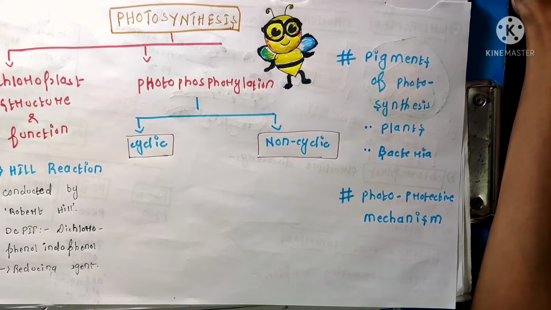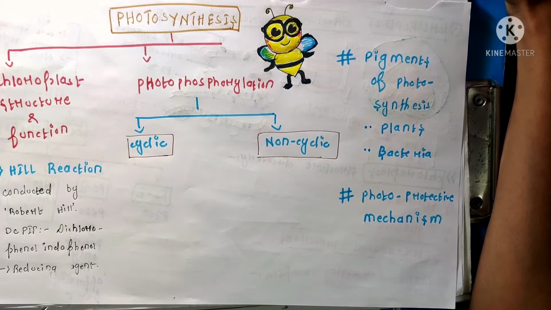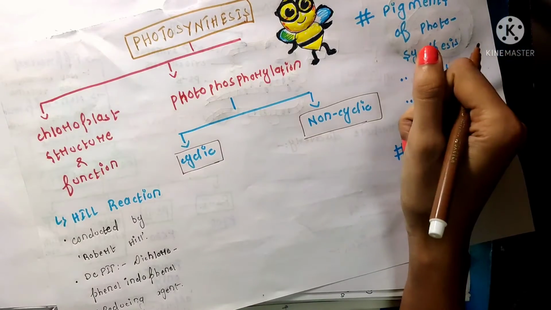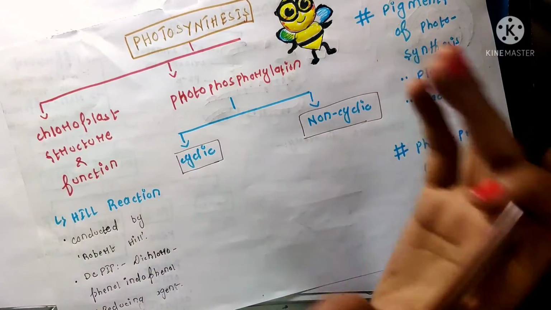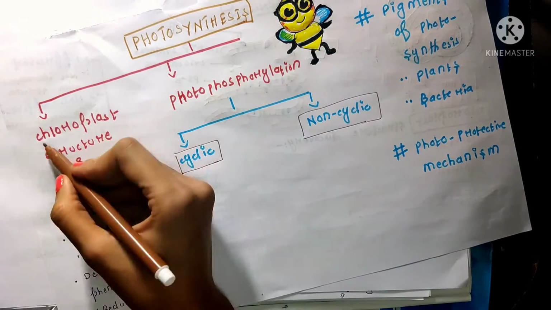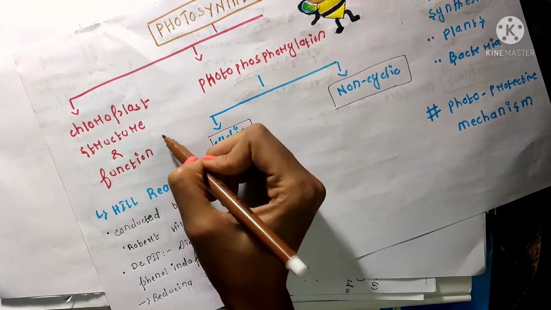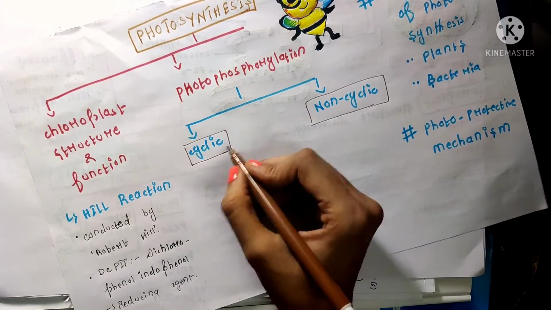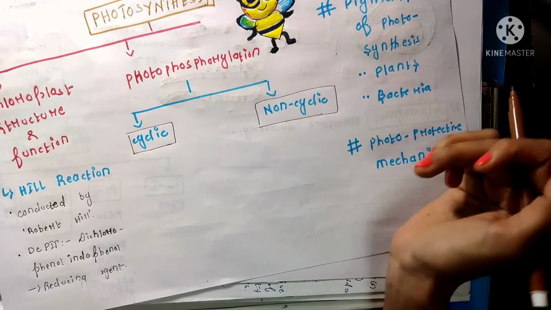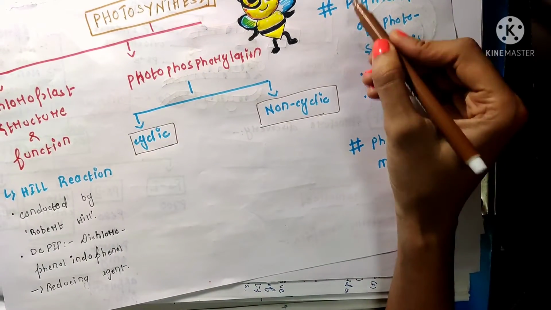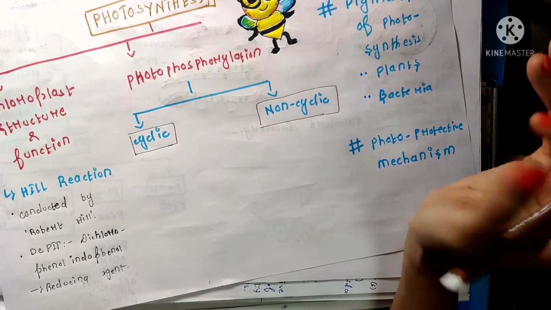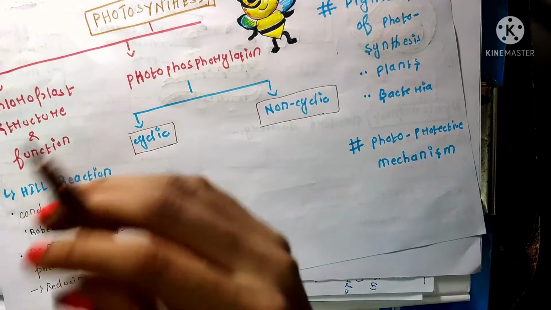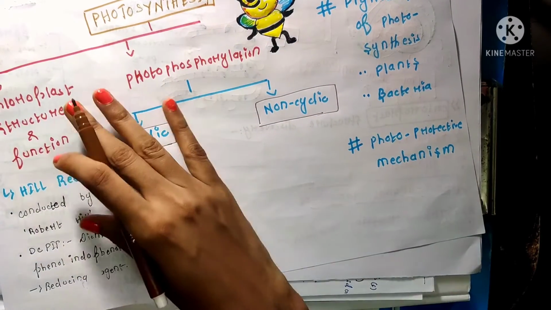Today we are going to study the topic of photosynthesis, which will have many subparts that we'll study as the video progresses. Let me give you a brief overview of what we are going to study. The first topic is chloroplast structure and function. The second major topic will be photophosphorylation, which will again have the subtopics of cyclic and non-cyclic photophosphorylation. And apart from that, there will be certain little subtopics that we'll talk about, like the pigments of photosynthesis, which are present in plants and bacteria, and photoprotective mechanism.